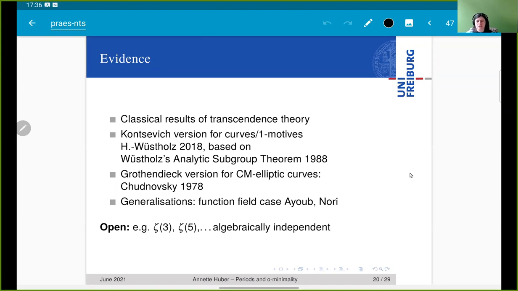So we have now a very nice framework to talk about these conjectures, but we don't have a lot of confirmation. We have the one-dimensional case. Oh, that's already like good.